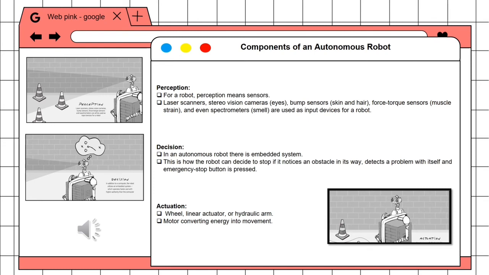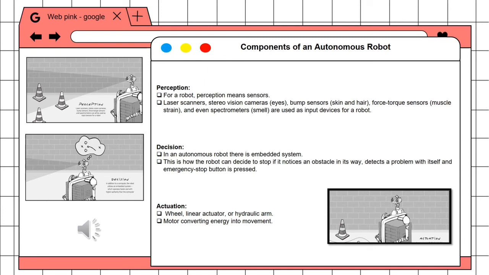Autonomous robots have a similar decision-making structure. The brain of a robot is usually a computer, and it makes decisions based on what its mission is and what information it receives along the way. Robots also have a capability similar to the neurological system in humans, where their safety system operates faster and without the permission of the brain. In an autonomous robot, we call that an embedded system. It operates faster with higher authority than the computer, and it executes a mission plan and passes data. This is how the robot can decide to stop if it notices an obstacle in its way, detects a problem with itself, or when the emergency stop button is pressed.